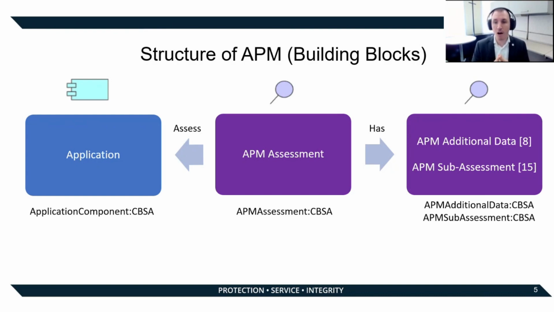Those data elements are in two different templates shown here that are reused multiple times in the APM assessment. This is where the CBSA's framework can get a bit complicated. We could only use one APM additional data for all the data elements required and one APM sub-assessment for all scoring. But how could we control access and views?